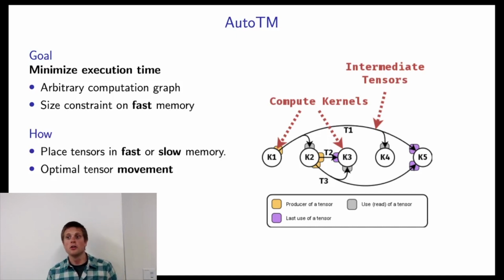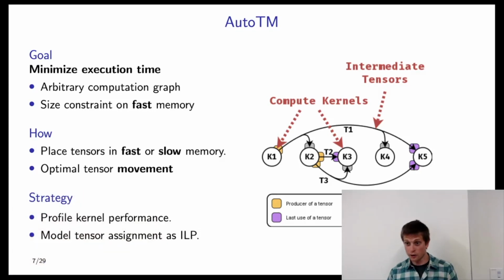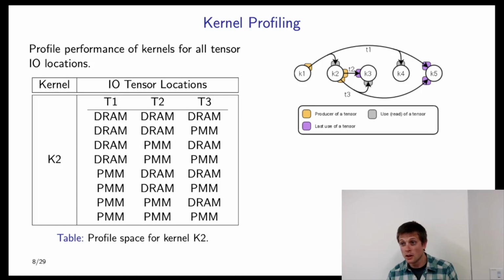How does it do this? Well, it places tensors in slow memory and fast memory optimally, and also schedules the movement of tensors between these different memory pools to minimize runtime. And our strategy here is to profile the performance of these kernels with their various inputs and outputs in DRAM and persistent memory, and then model this tensor assignment problem as an integer linear program. So let's talk about profiling for a little bit.